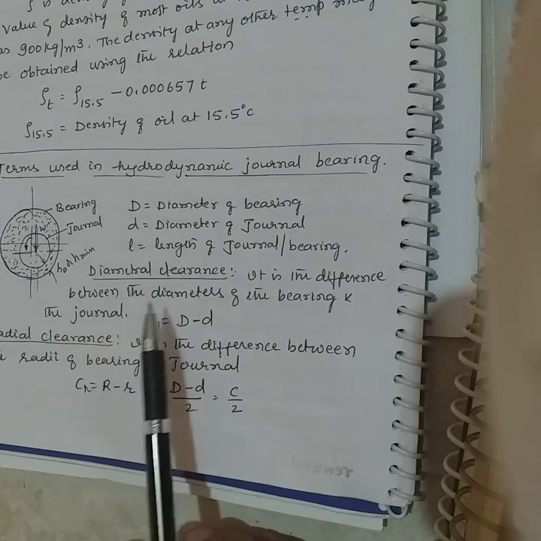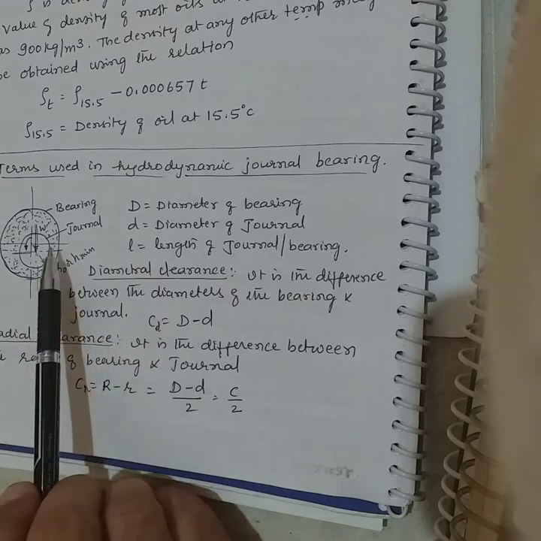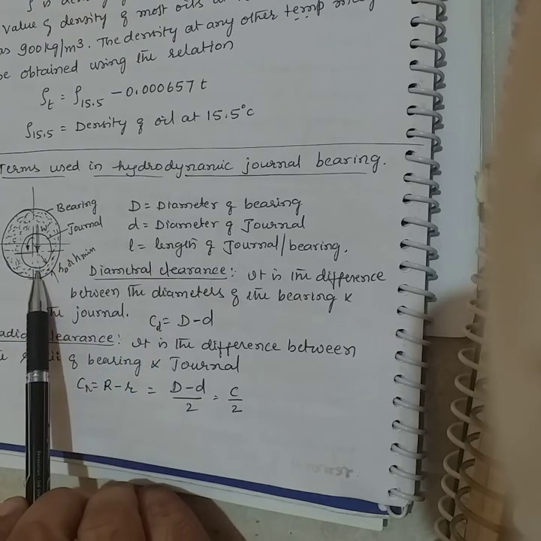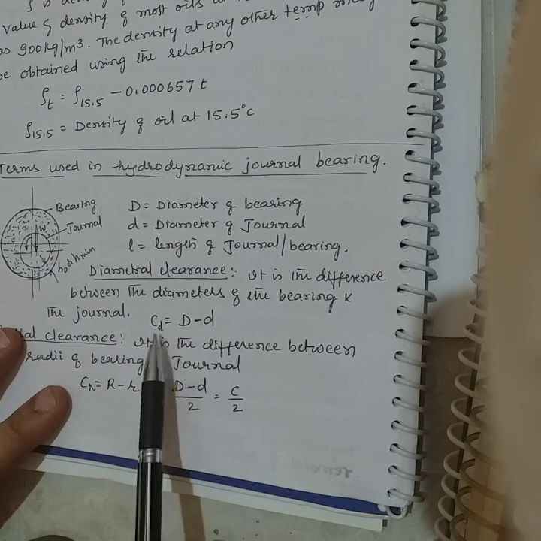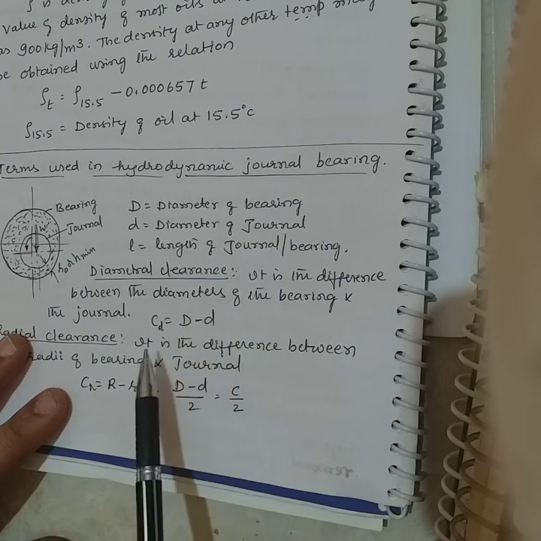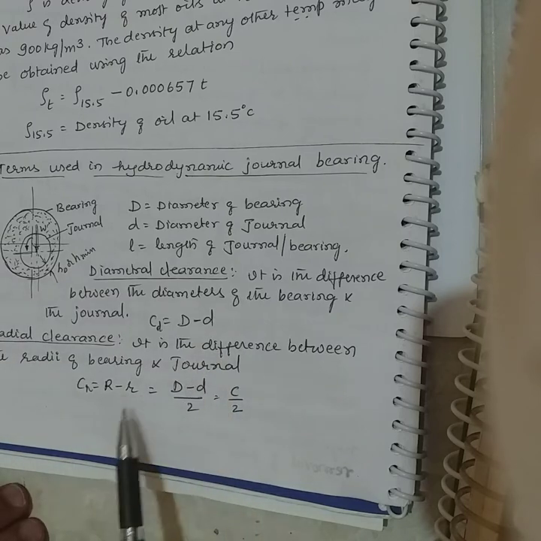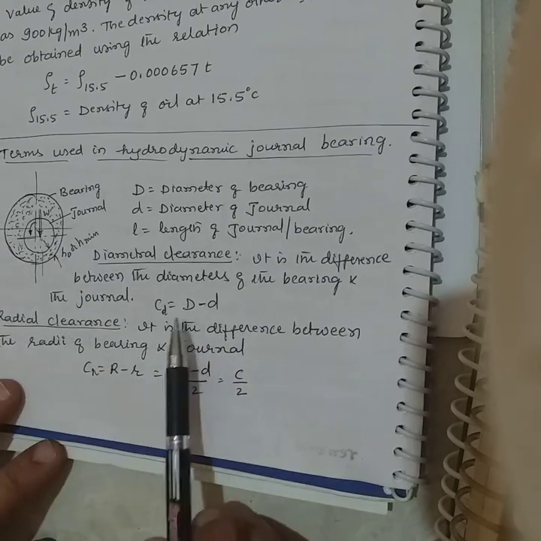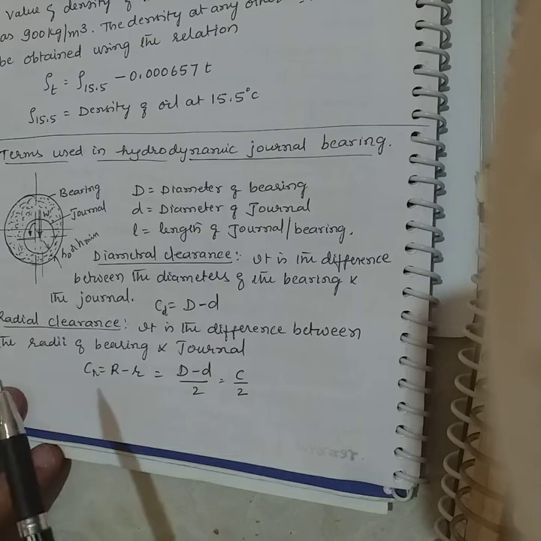It is basically the difference between the diameters of the bearing and the journal. That is called diametral clearance, given by C_D. So D minus d will give you the diametral clearance. Accordingly, the radial clearance is (D minus d) by 2.